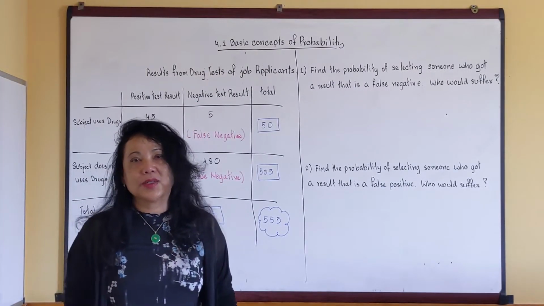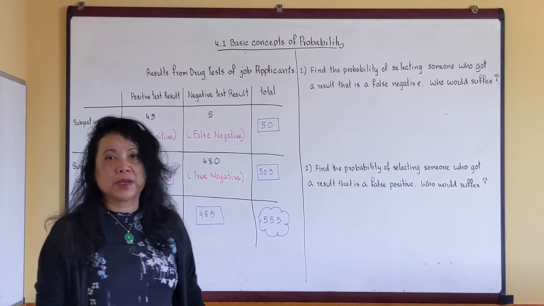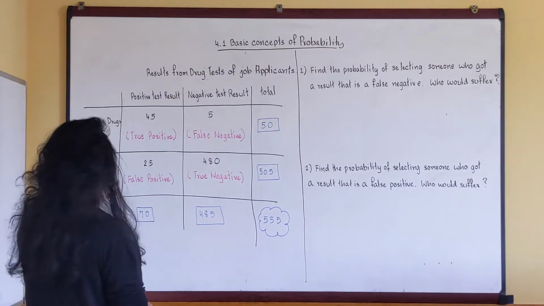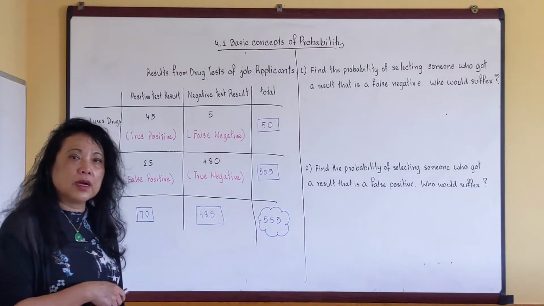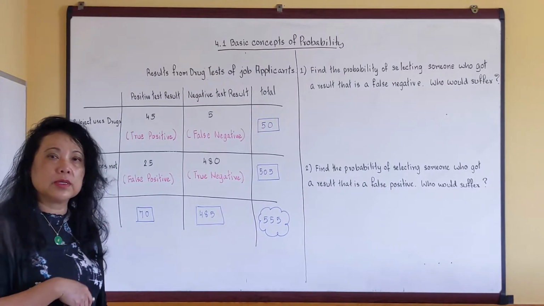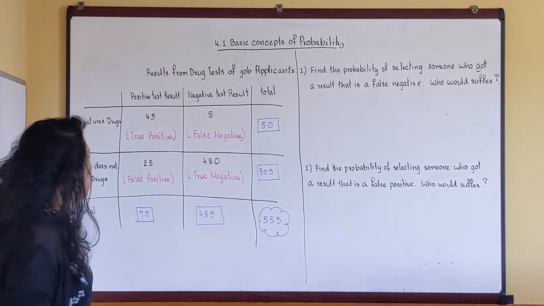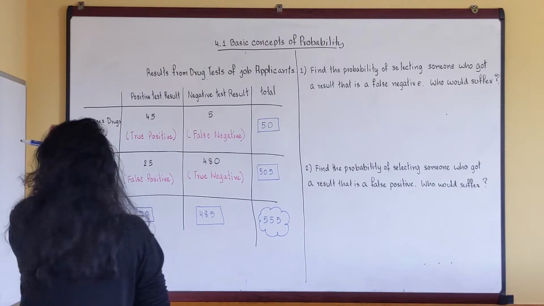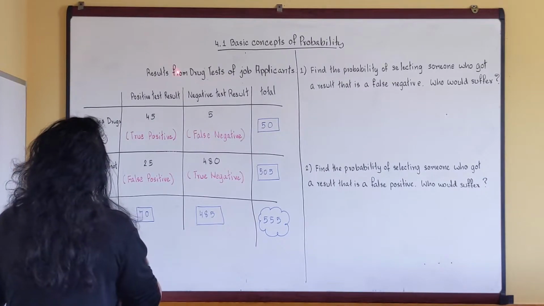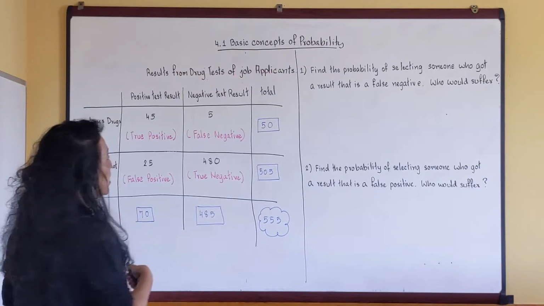Hi everyone, let's look at our last example of chapter 4.1. I have a table here. Sometimes if they don't give you the table, you can draw a tree diagram like I showed you in the last example. Sometimes they can give you a table. So let's look at the table here. The result from drug test for job applicants.